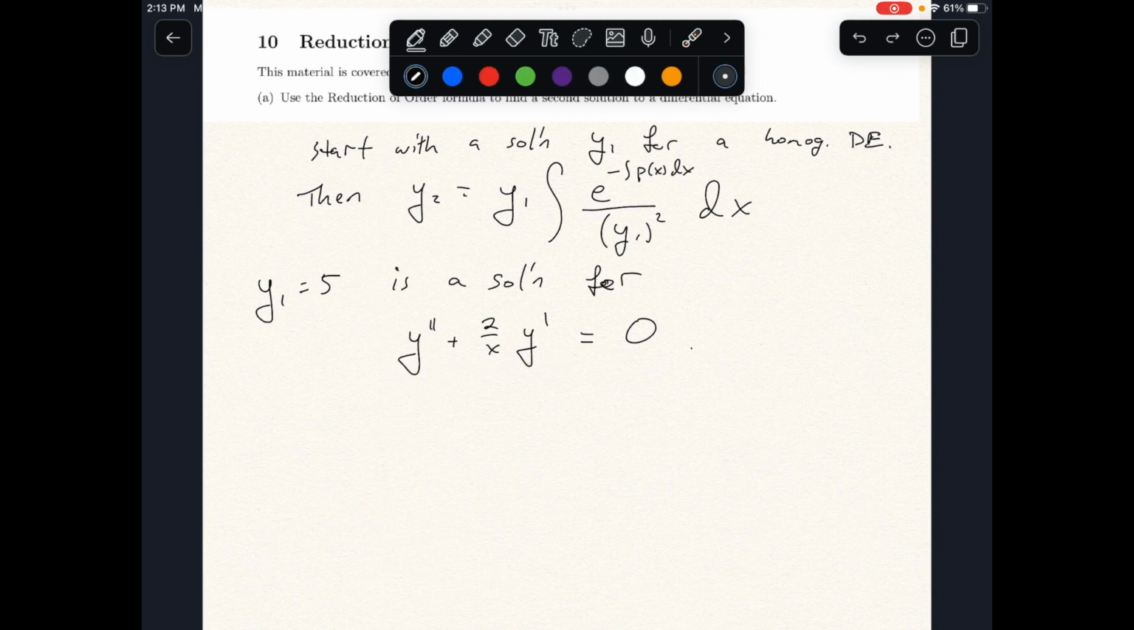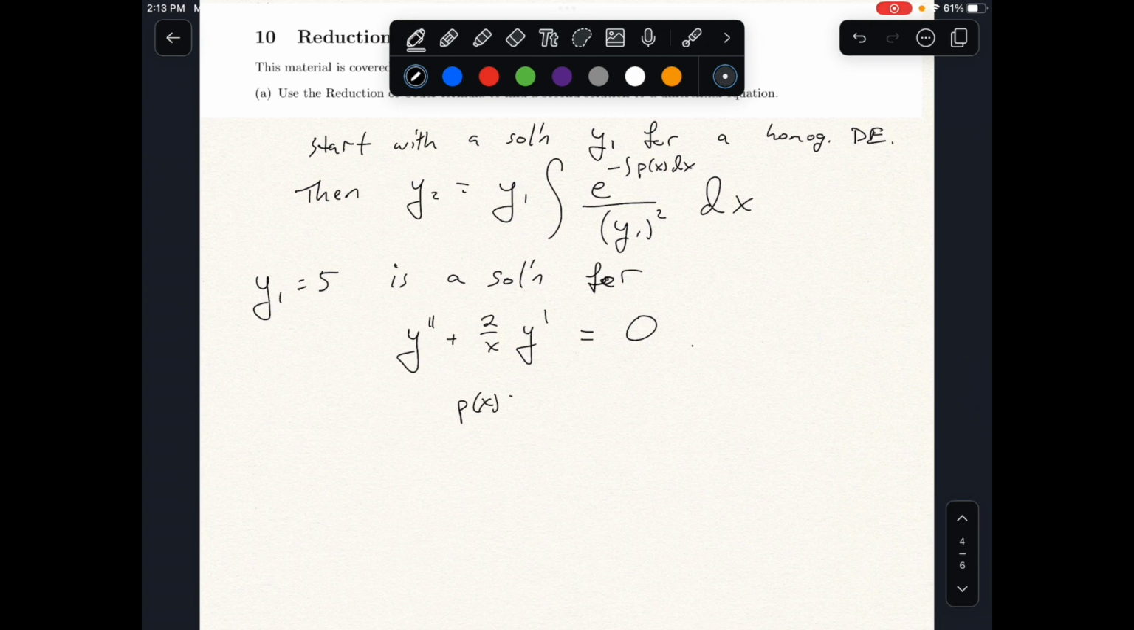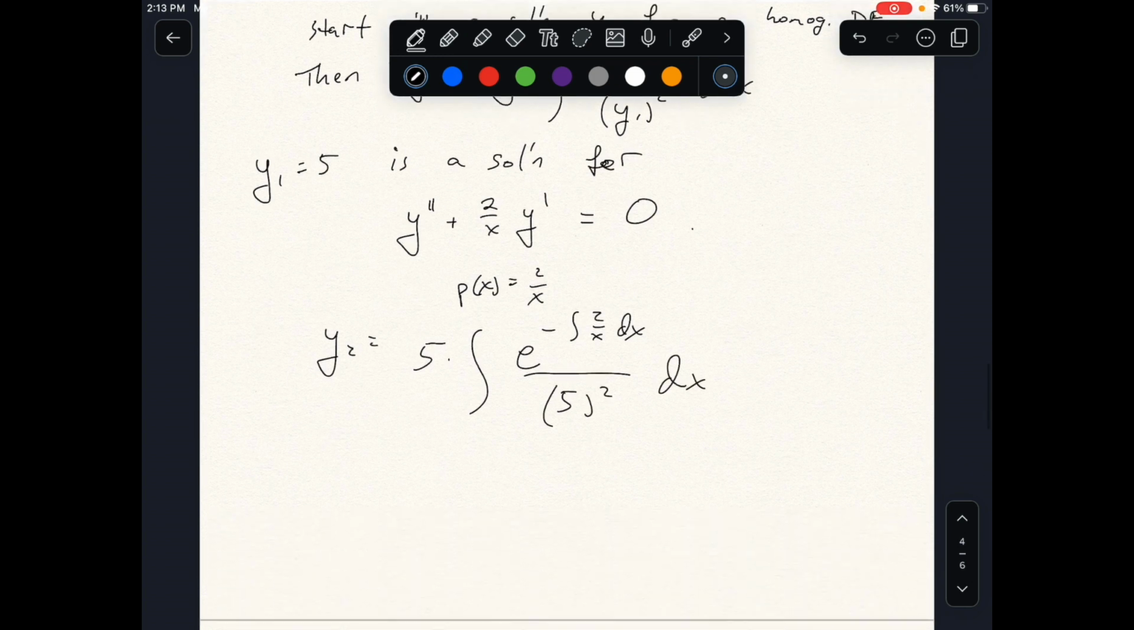Here, your p of x is equal to 2 over x. If there was a negative there, then it would be negative 2 over x, right? And so y2 would equal y1, which is 5, times the integral of e to the negative integral of p of x, which is 2 over x dx, all over y1 squared dx. And so you just go through this whole computation.